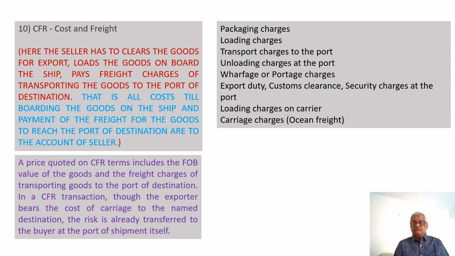The next one is CFR, cost and freight. Here the seller or the exporter has to clear the goods for export, loads the goods on board the ship, pays freight charges for transporting the goods to the port of destination. That is, all costs till boarding the goods on the ship and payment of the freight for the goods to reach the port of destination are to the account of the seller. A price quoted on CFR terms includes the FOB value of the goods and freight charges of transporting the goods to the port of destination.